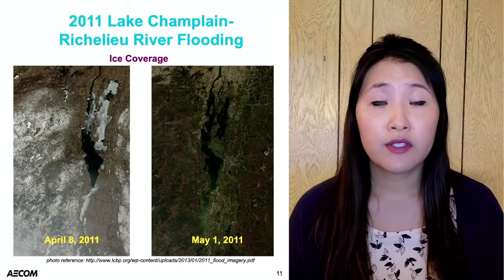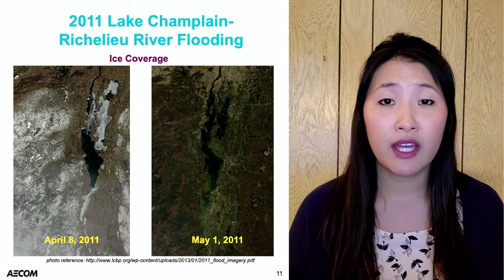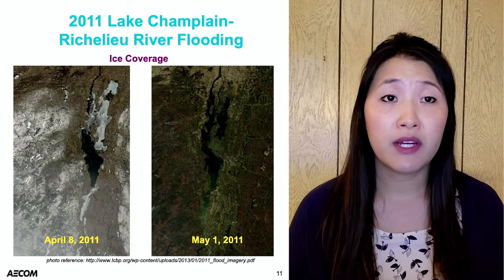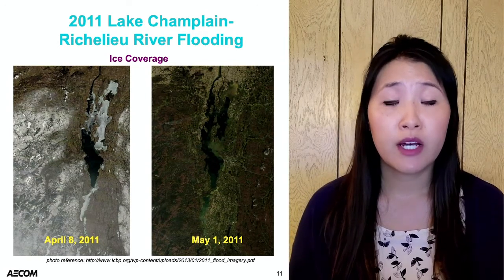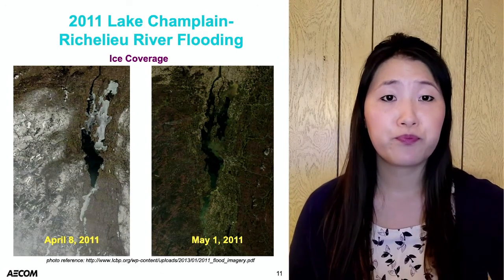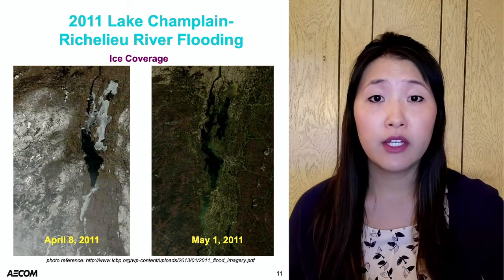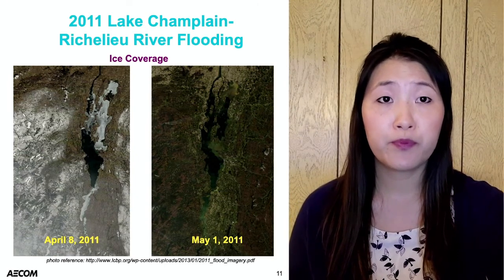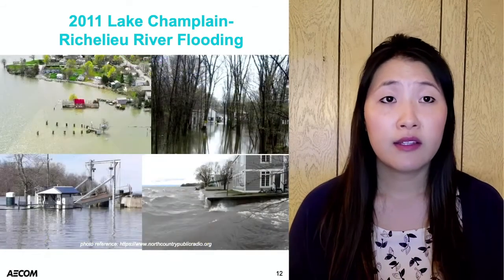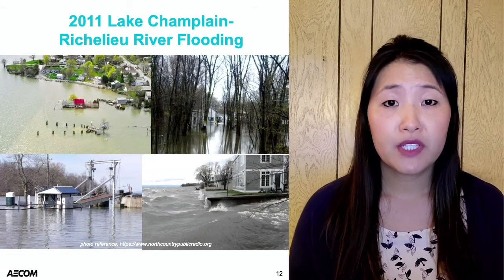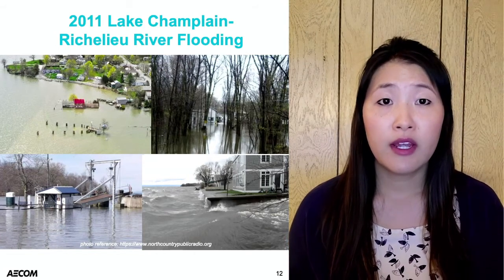This figure here shows the ice coverage from April 8th to May 1st. So as you can see, there was a lot of ice in April and it melted, and that's all going into your basin, contributing to that flood stage level. And Lake Champlain stayed at flood stage for 67 days from April to June 2011. These are some of the pictures from the 2011 floods, just to give you an idea of the magnitude.